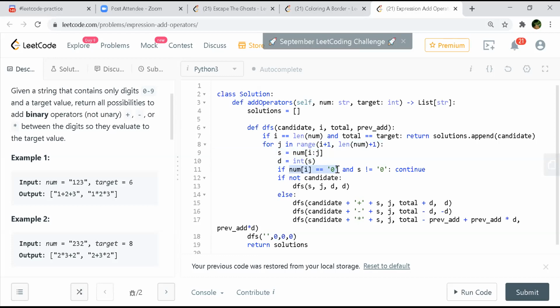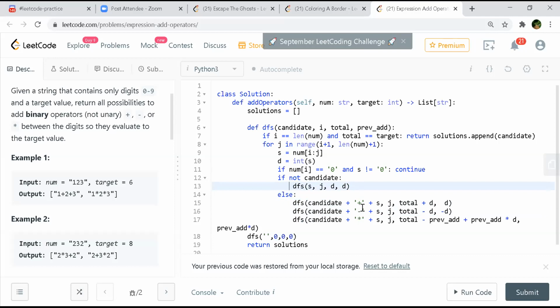Otherwise, if this turns out to be 0, then again we are calling DFS on this substring and your previous add. Line number 13 is for the first number, right? The first number won't have any operators. So you are getting one integer, passing that to DFS, and then you come to this else condition.